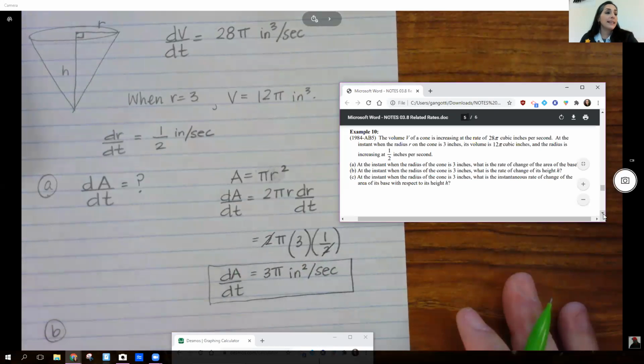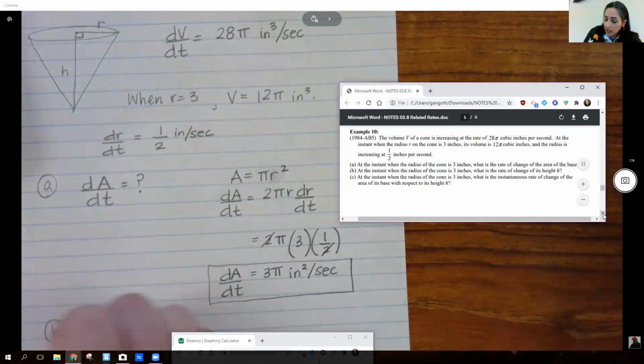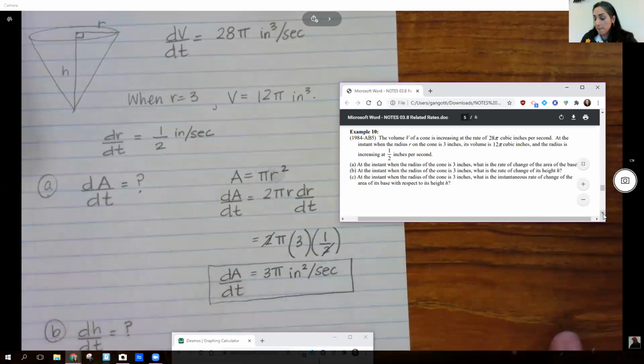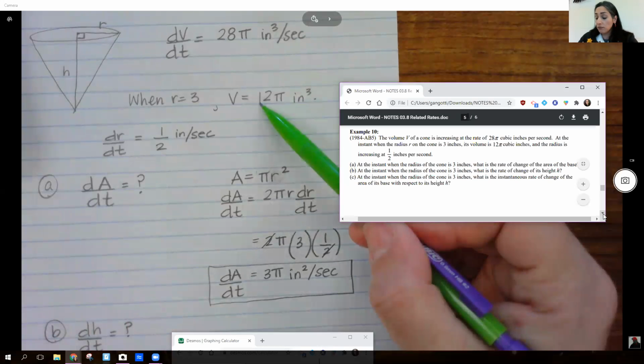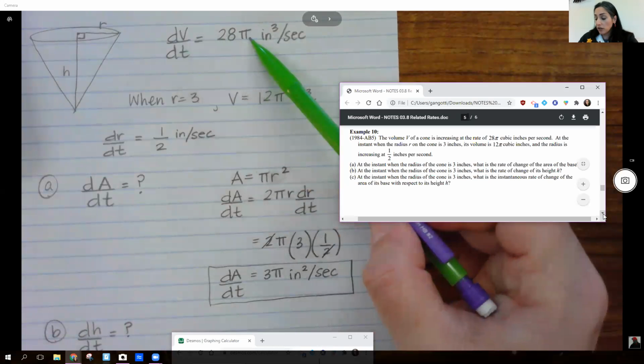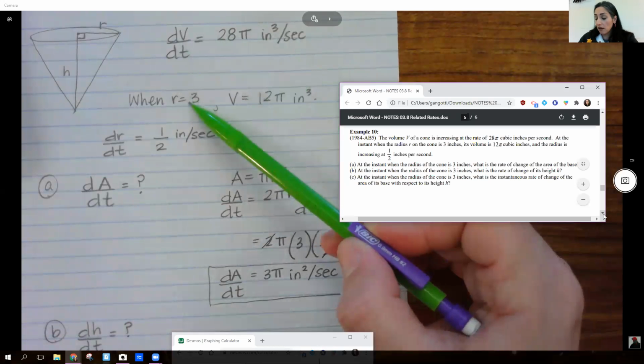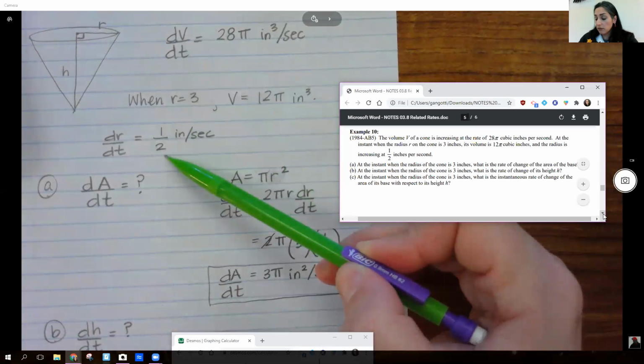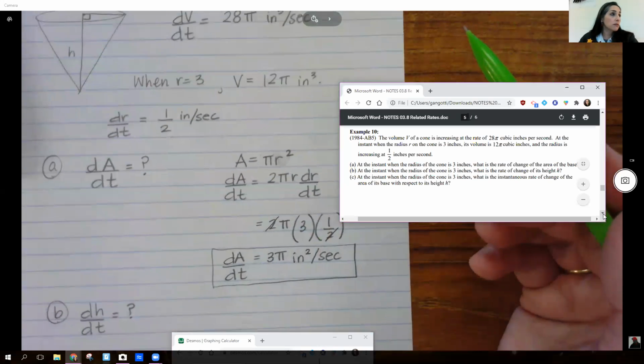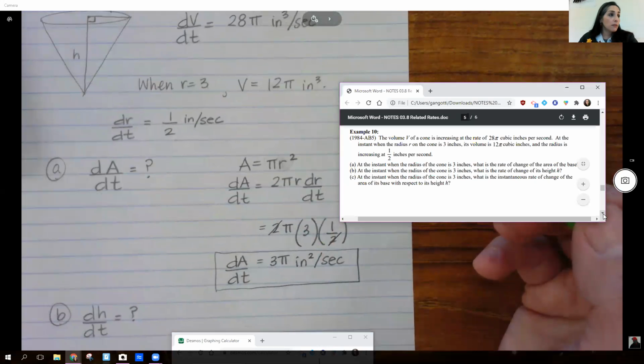Part B. At the instant when the radius of the cone is 3 inches, what is the rate of change of its height? All right, so we need dH/dt. What is the height going to be? Well, I don't have anything with an h in it. They're not giving me any. I got volume, I got rate of change of volume, I got r, I got dr/dt. I don't have dH/dt.